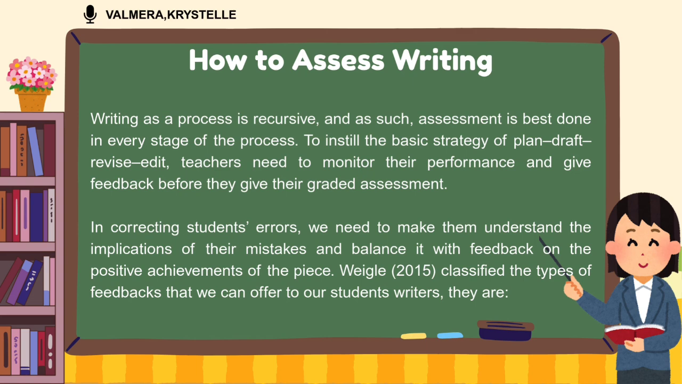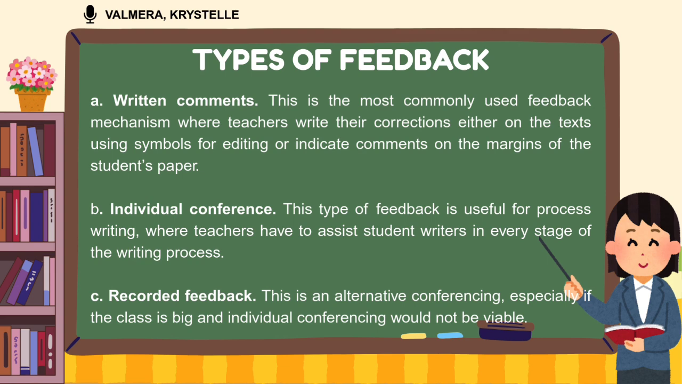Weigle, 2015, classified the types of feedback that we can offer to our student writers. They are: first is written comments. So this is the most commonly used feedback mechanism where teachers write their corrections either on the text using symbols for editing or indicate comments on the margins of the student's paper.